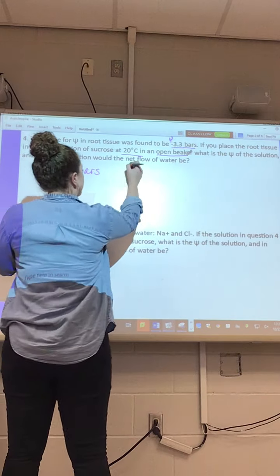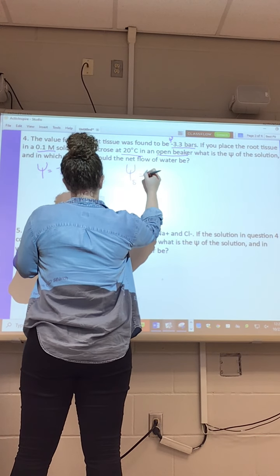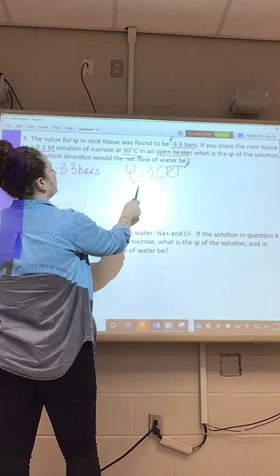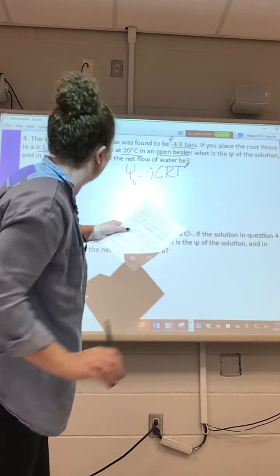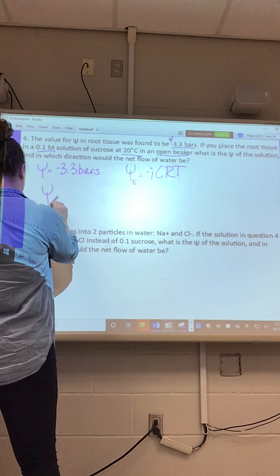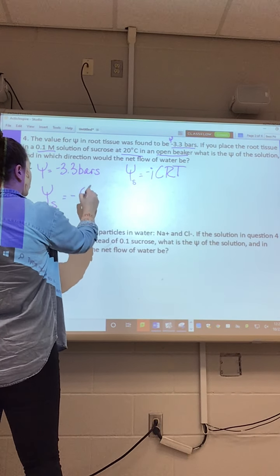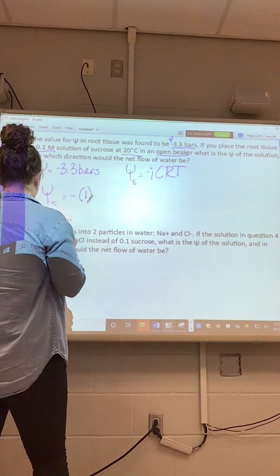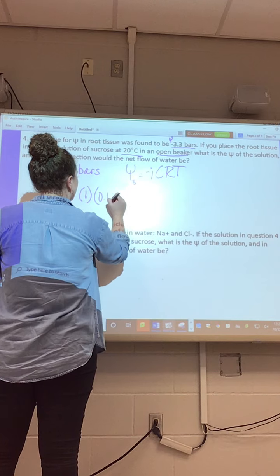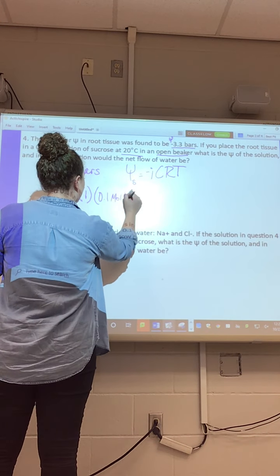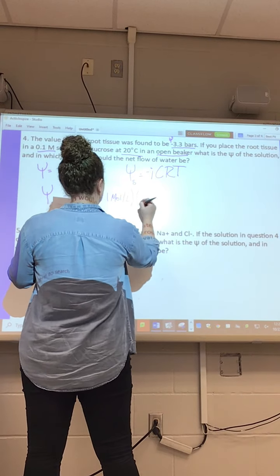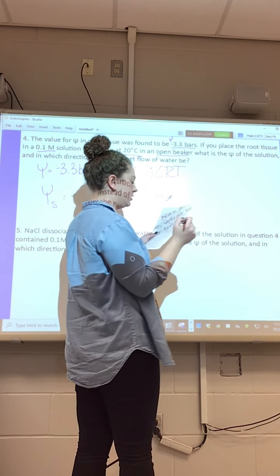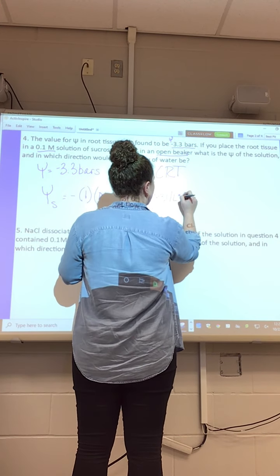So, we're going to be working with this formula: negative i C R T. We first have to look for the solute potential. So we have negative 1 because it is sucrose, a simple sugar, so i is 1. And then it is 0.1 molar per liter. And then we're going to use that constant, which is 0.0831, and all that lovely stuff that goes with it, liter bars per mole Kelvin.